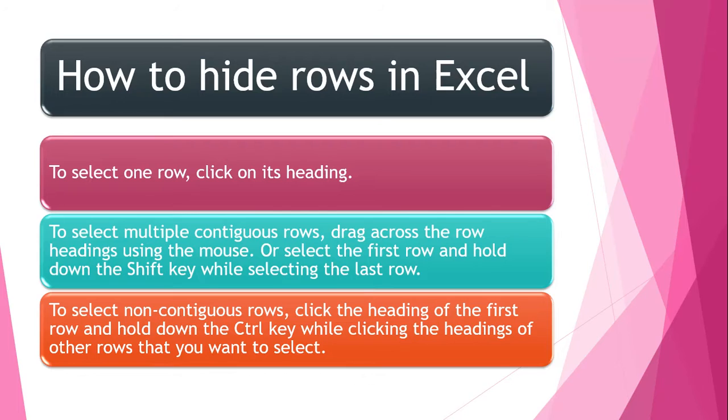Or select the first row and hold down the Shift key while selecting the last row. To select non-contiguous rows, click the heading of the first row and hold down the Ctrl key while clicking the heading of other rows that you want to select.